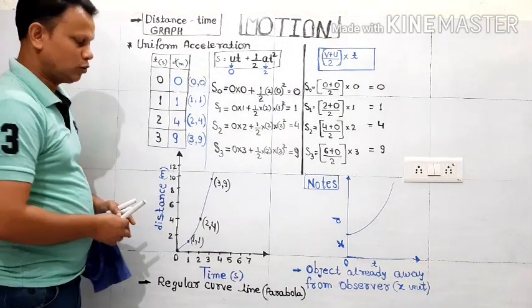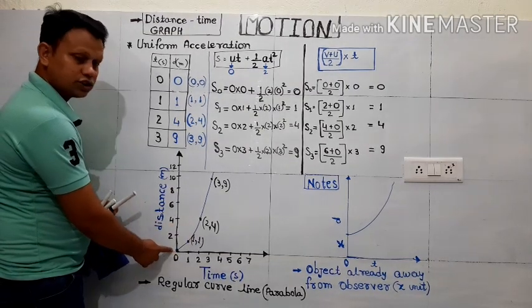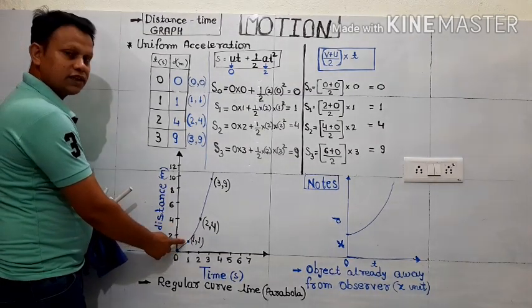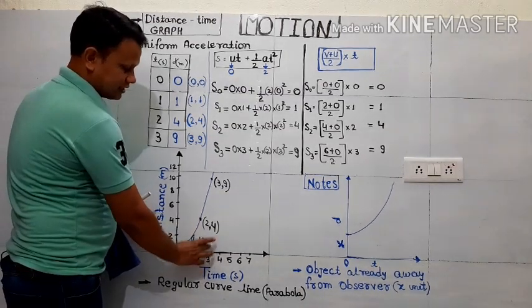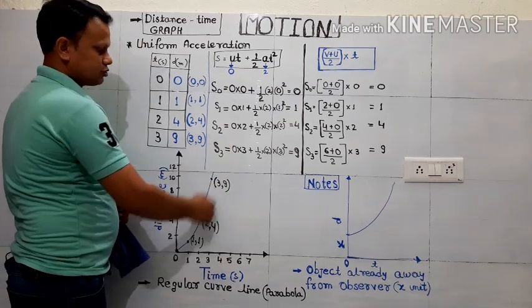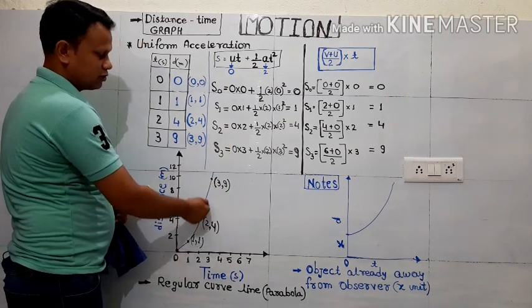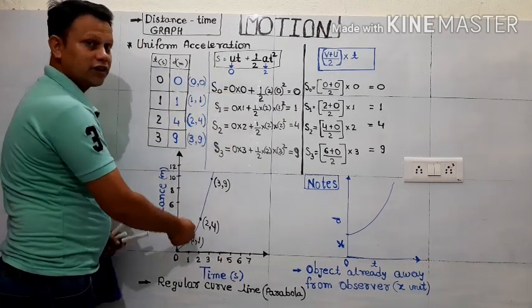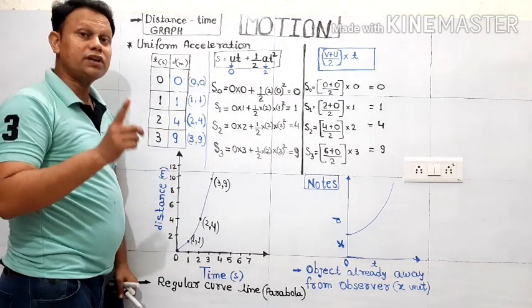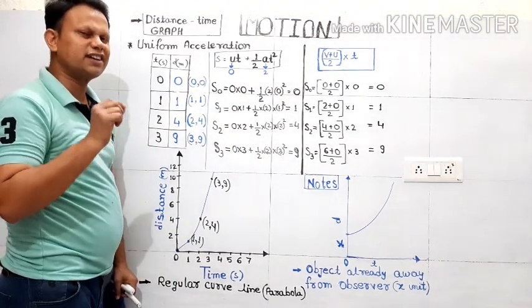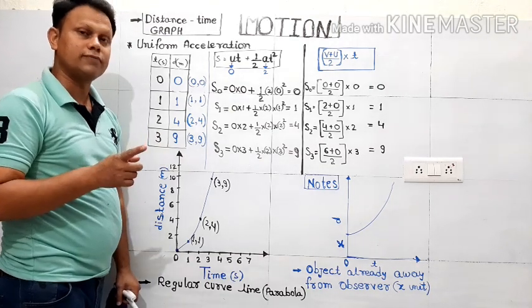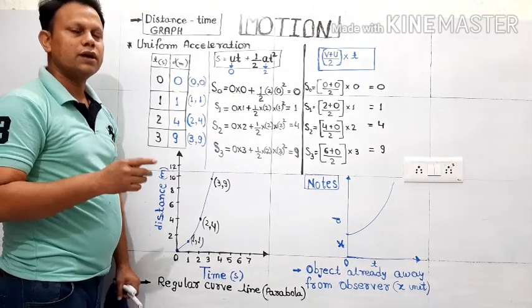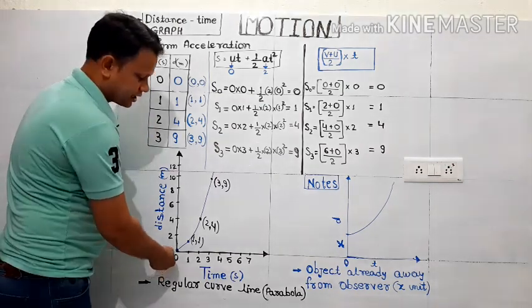So finally, when we plot these points on the graph, it will look like something like this. Here it is 0 0, here it is 1 second 1, then 2 second 4, then 3 second 9, 4 second 16, and so on. If you join these points, you will get a regular curve line. I am repeating, it is a regular curve line. Technically, in mathematical notation, we take this line as a parabola. It is one of the shapes. But for you, we take it as a regular curve line.